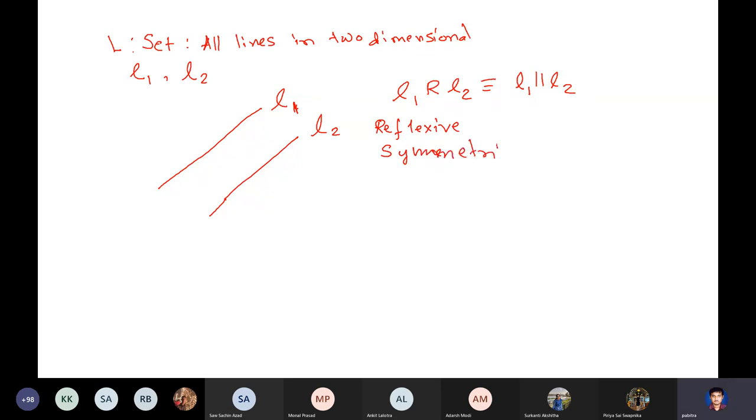That means if L1 is parallel to L2, then definitely L2 is parallel to L1. And L1 is always parallel to itself. And also it is transitive.